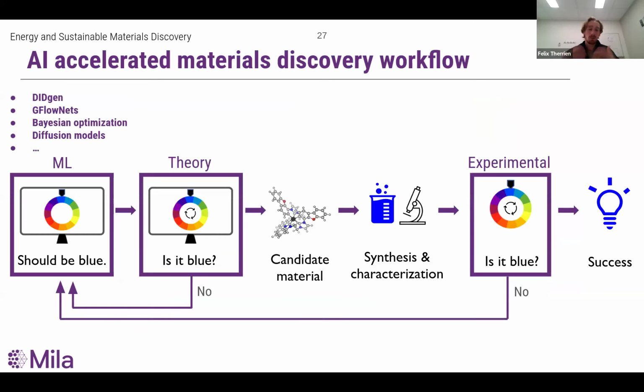Okay, so now coming back to the scheme that we're trying to achieve. Now we know that this ML part, which I presented, was a direct inverse design generator, but you can use a lot of different machine learning models to do this generation as long as you have a good predictor. So in the rest of the presentation, we'll use GFlowNets and Bayesian optimization. We won't use diffusion models, but there are a lot of diffusion models used to do that.